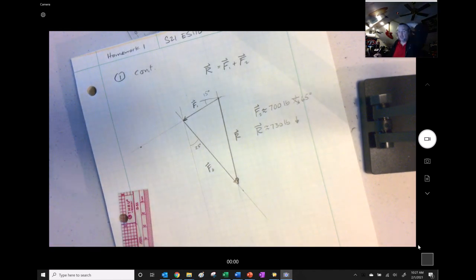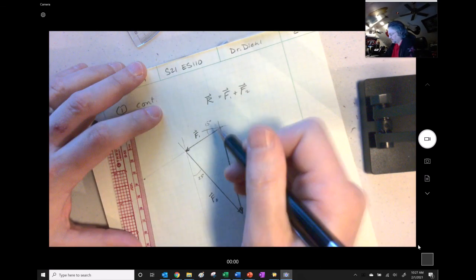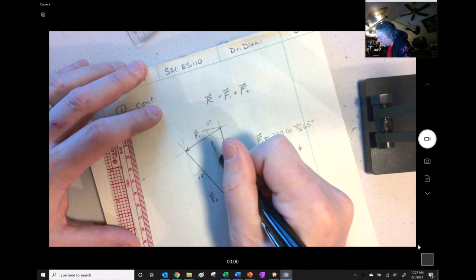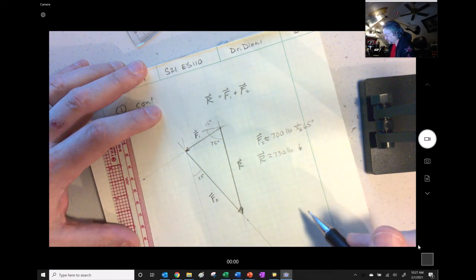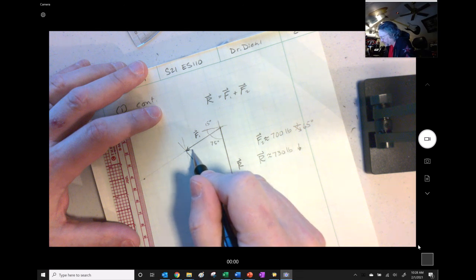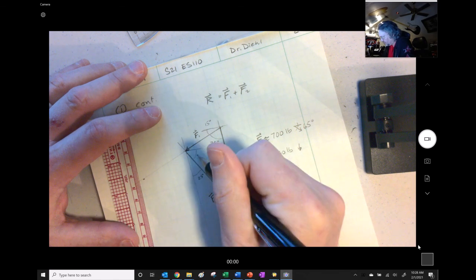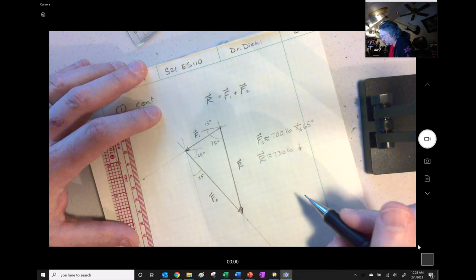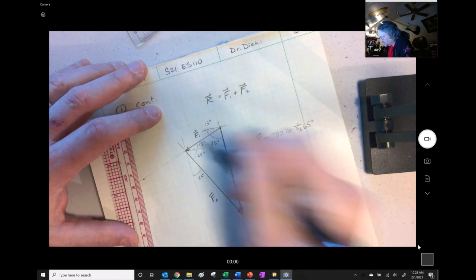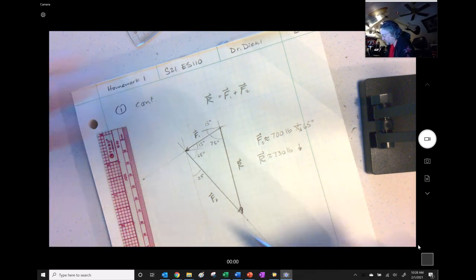Now for part C, we want to try to use trigonometry right here. In terms of angles, we know that this angle right here has to be 75 degrees. We could also break this angle apart and say that this one has to be 65 degrees, and this has to be 15 degrees in there.